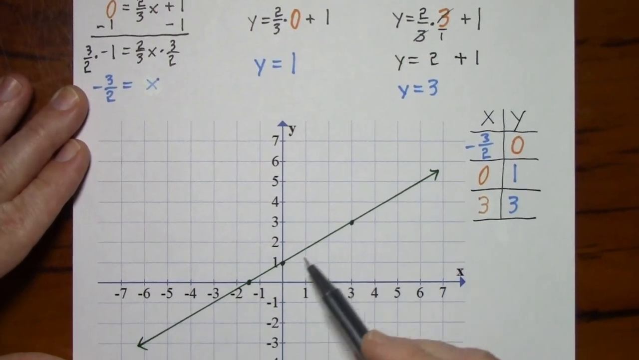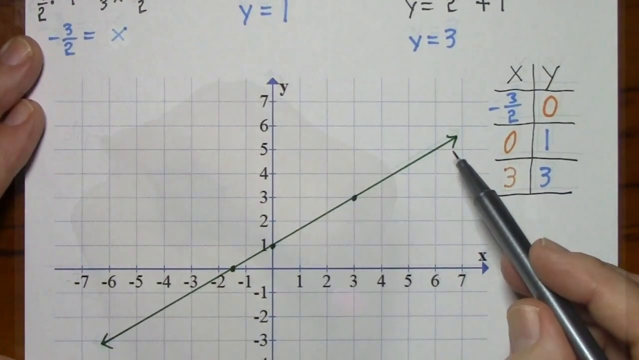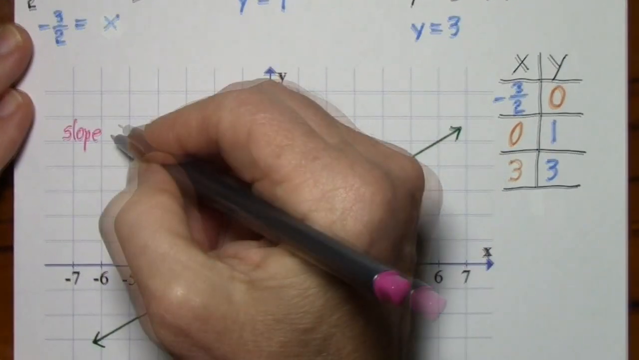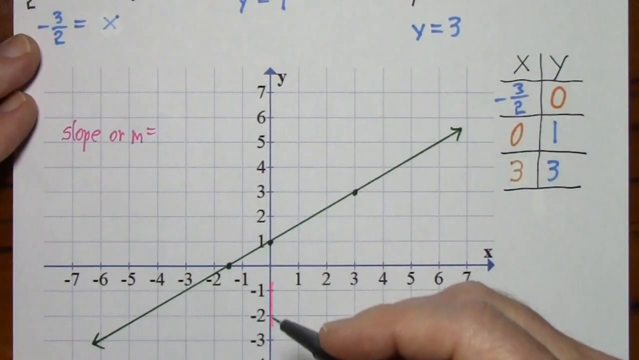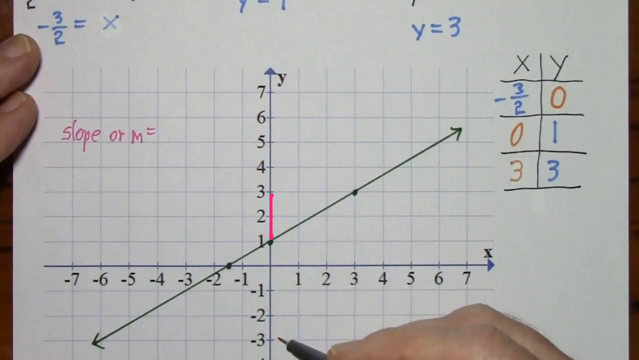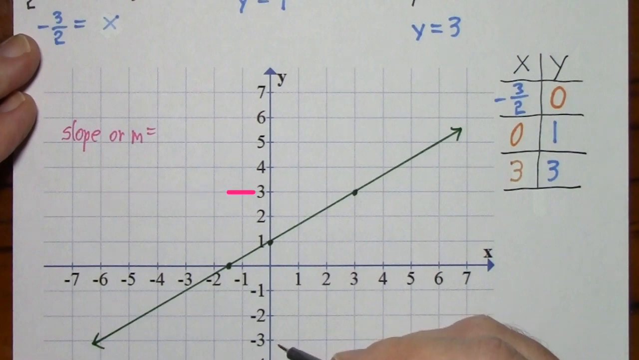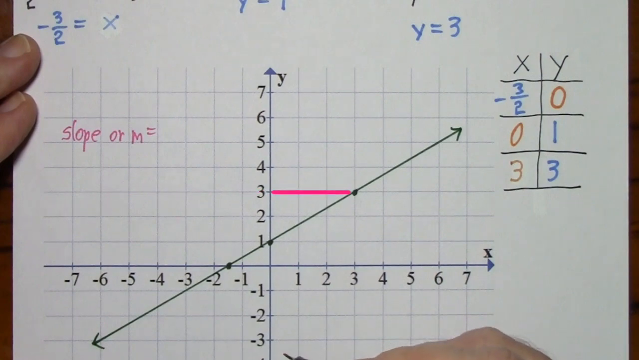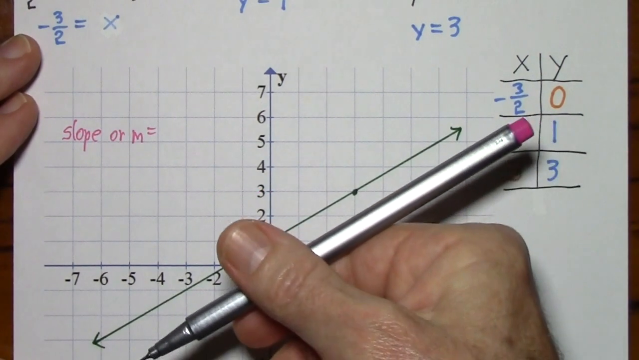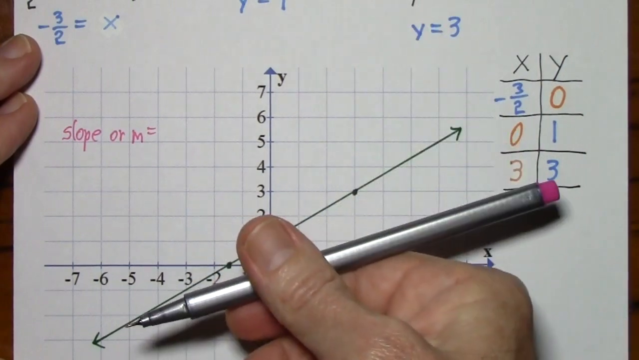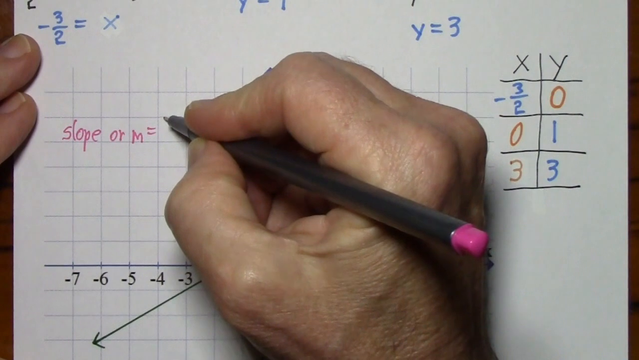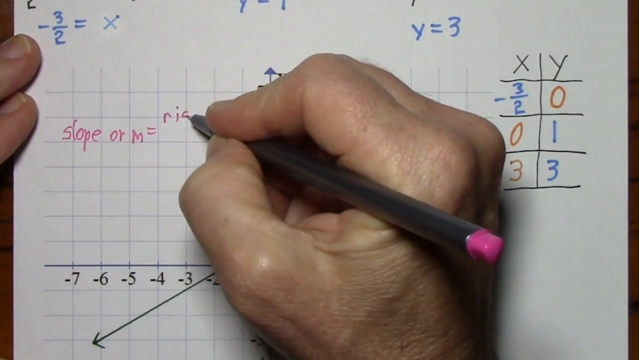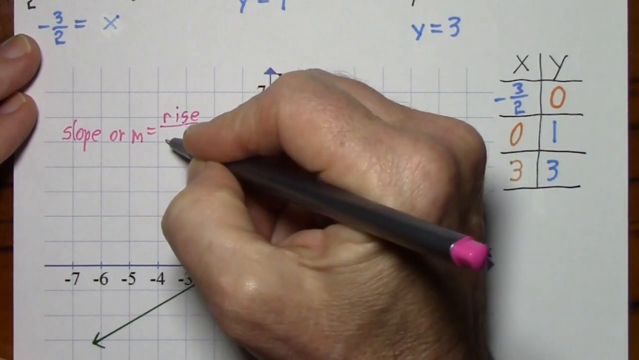We can also talk about the slope of this line. Slope, or sometimes they'll use the letter m, is a way of comparing the rise of the line to the run of the line. So it's a way of describing, in effect, the steepness of the line. So we'll say m is equal to rise over run.